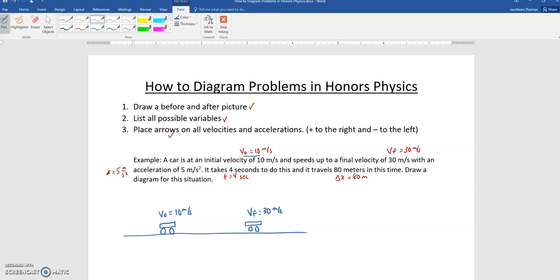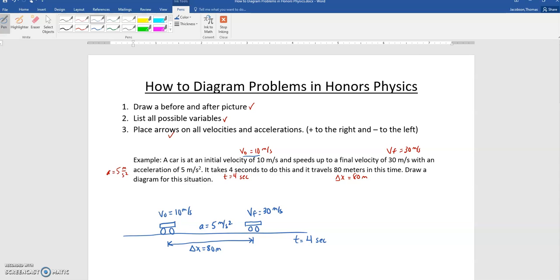Then I'm going to label the distance. So I'm going to go from the middle to the middle. So that is a distance the car traveled, delta x equals 80 meters from left to right. And then my time I kind of just put off to the side here, so it took 4 seconds for the car to do this. And it has an acceleration. And I usually put the acceleration in the middle of the initial and the final drawing. So my acceleration is 5 meters per second squared.